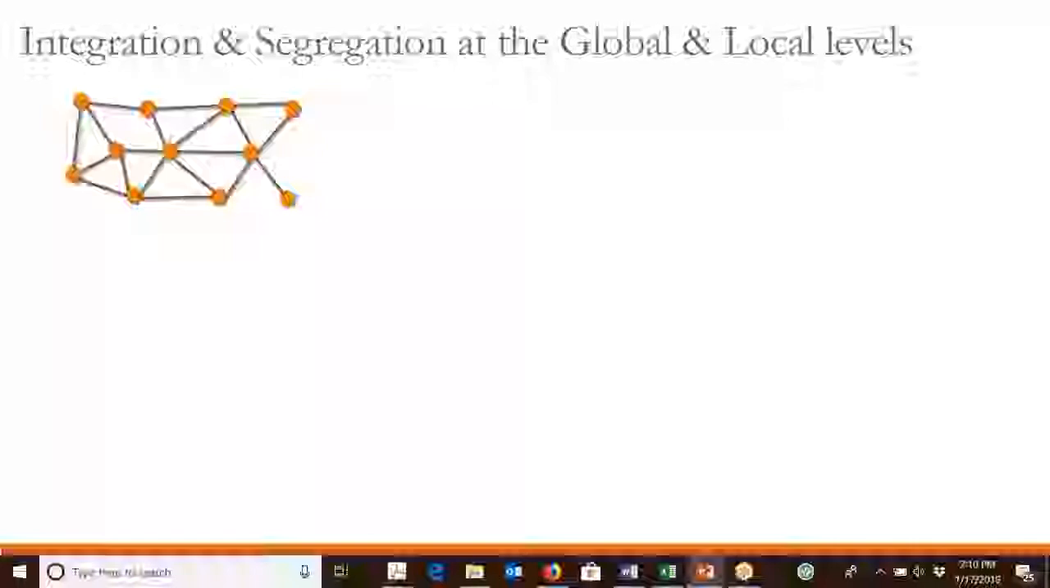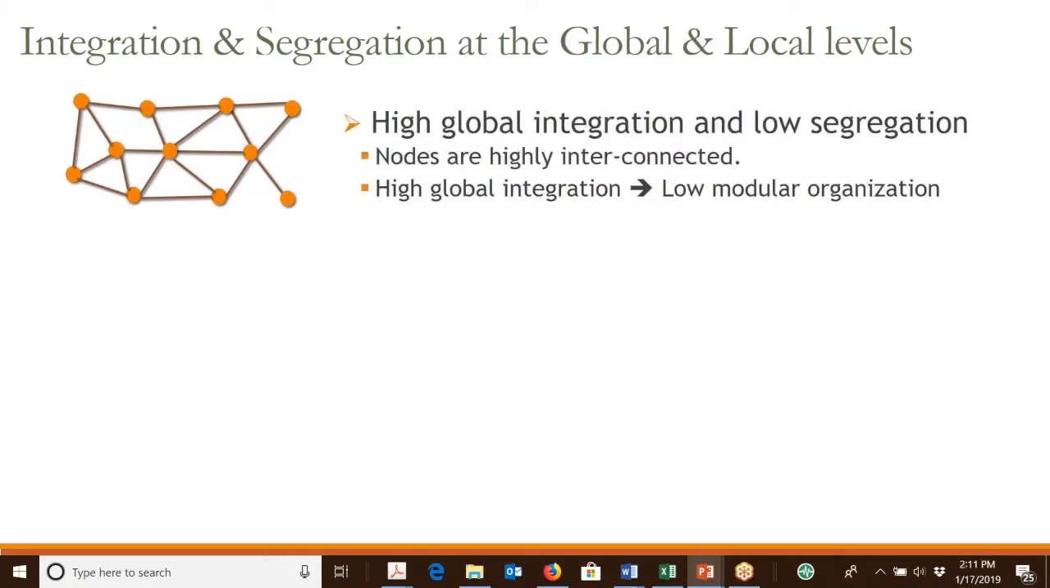A network can have different degrees of modularity, or different degrees to which these inhomogeneities are created. The forces that drive or sculpt a network into its modular structure are the forces of integration and segregation, which can operate at global levels or local levels. To illustrate this, if we consider these nodes here, they're pretty homogeneously connected with one another. We could say that there's high global integration, connectivity across the nodes in this network, and relatively low segregation. There aren't nodes clustering together, segregating off from other nodes. So the nodes are highly interconnected. This is high global integration, and as a result, there's low modular organization.